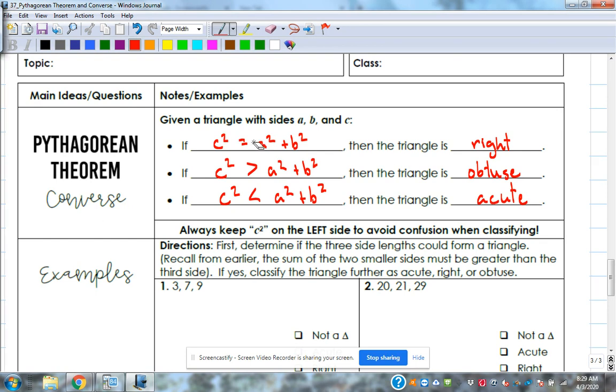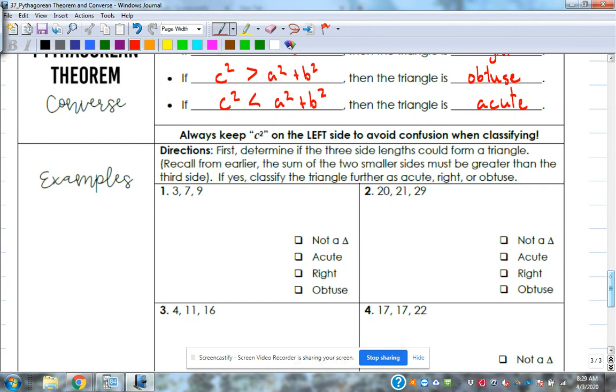Okay. So if the Pythagorean theorem works, then it's a right triangle. But we also get that if C squared, the largest side length, is greater than the sum of the two smaller side lengths squared, it's obtuse. If it's less than, it's acute. And so let's look at a few examples of that real quick.